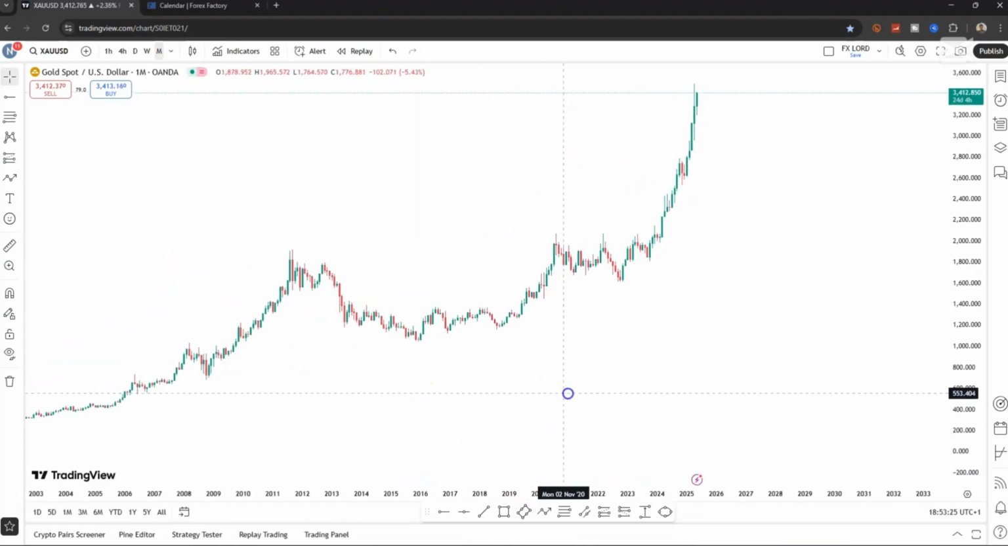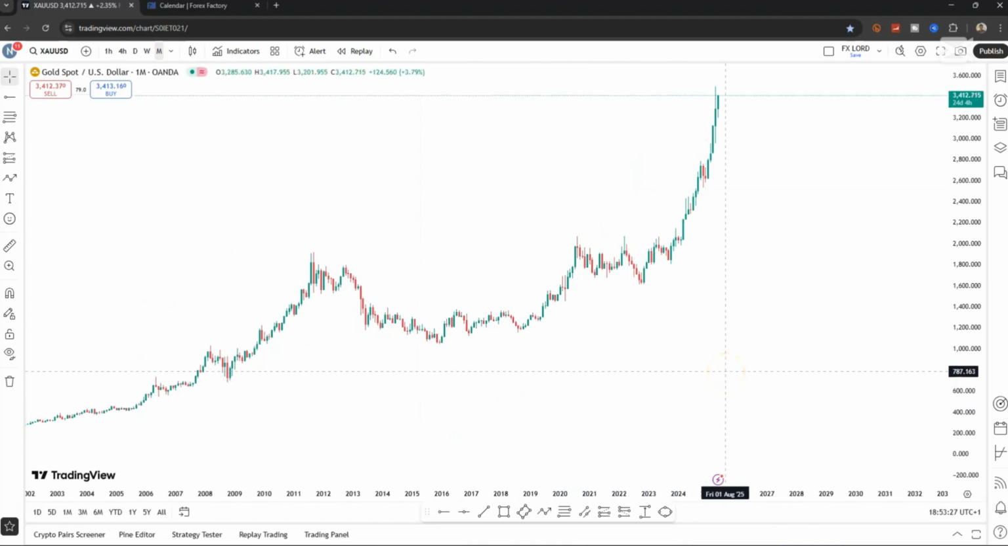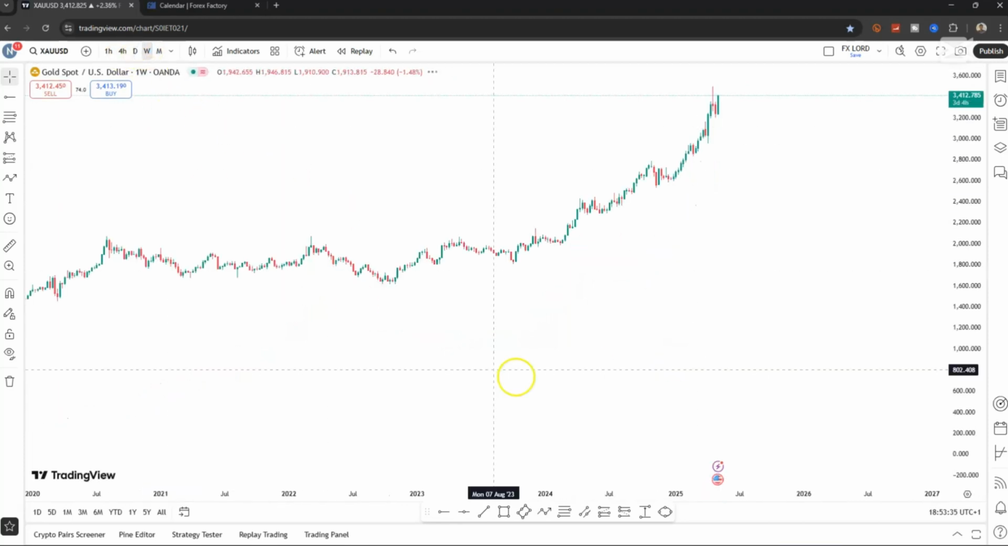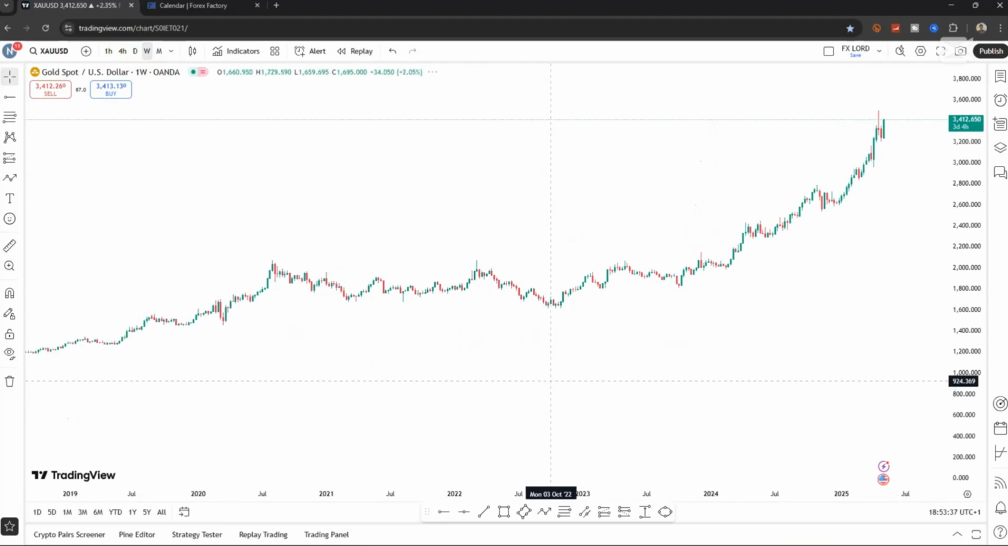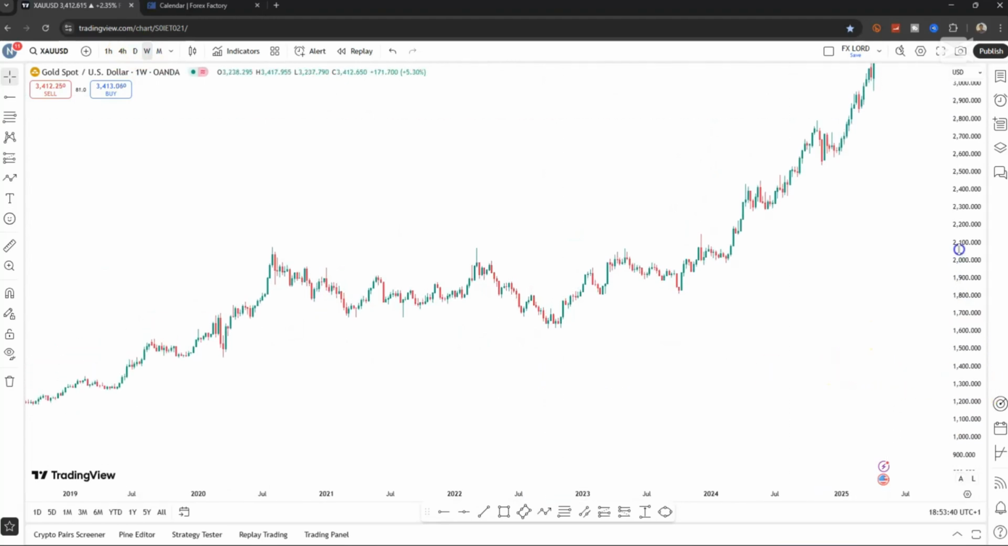right? So what I do is I go down to the weekly time frame to start drawing out on the chart, right? So I'll go to the weekly time frame. On the weekly time frame, I will draw out my chart.